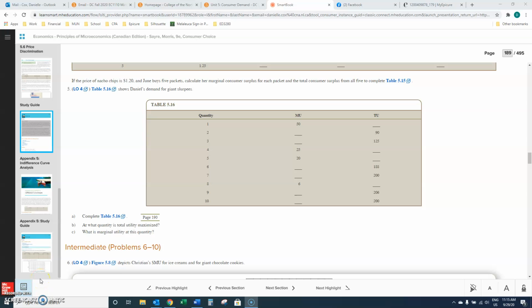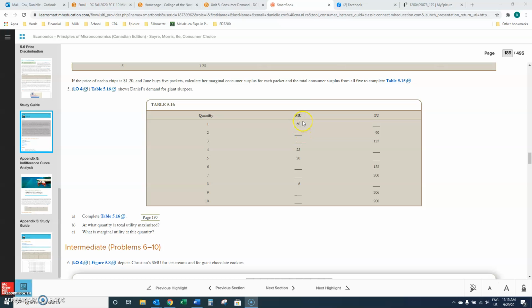Okay, now we're going to look at question 5 and question 6. In question 5, we're given the quantity and the marginal utility numbers and some of the total utility numbers. The first step is we're asked to complete the table. This is the same as what we did in an earlier question. Basically, your total utility is the sum of the marginal utilities.